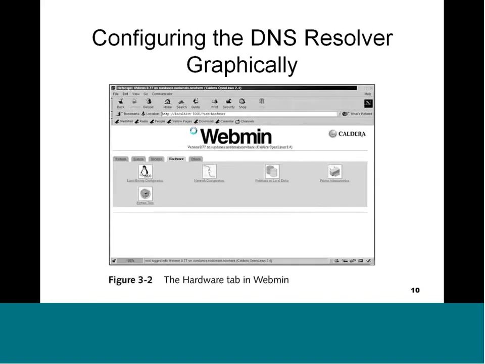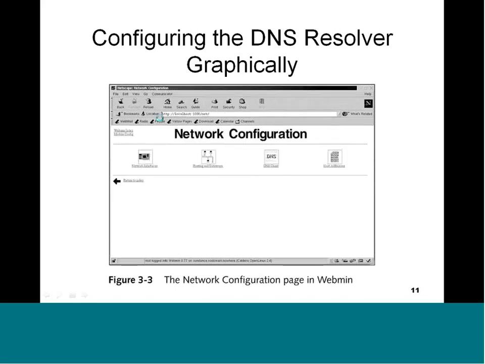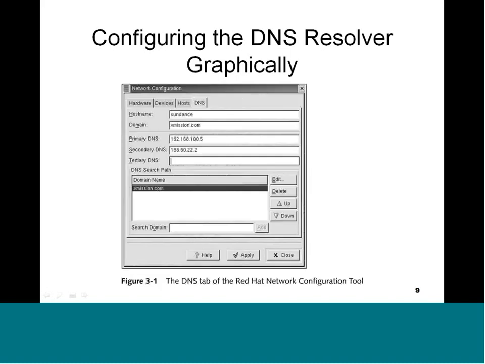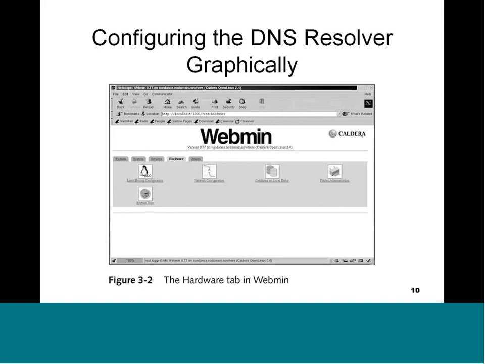So here is the webmin utility, which is essentially used to configure the DNS resolver. This one is again the configuration page. Essentially, one of these tabs is what you will click to get to the other one, and then configure the DNS resolver that way.